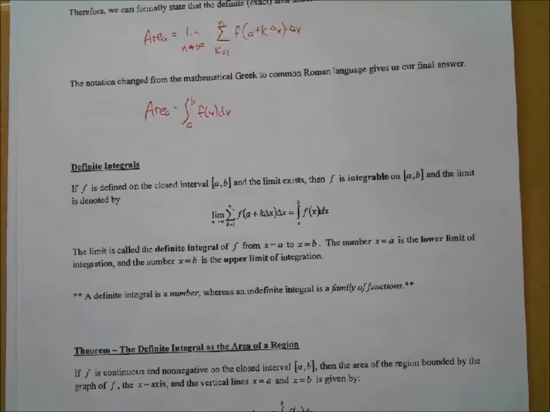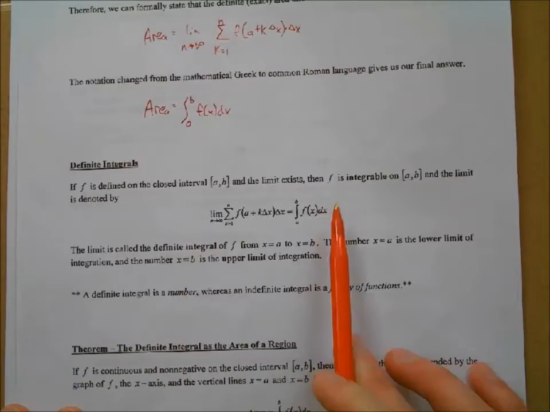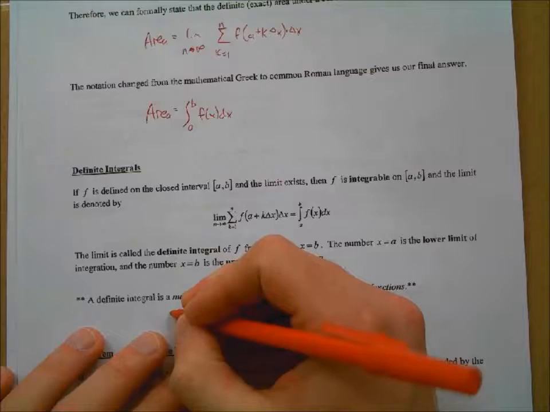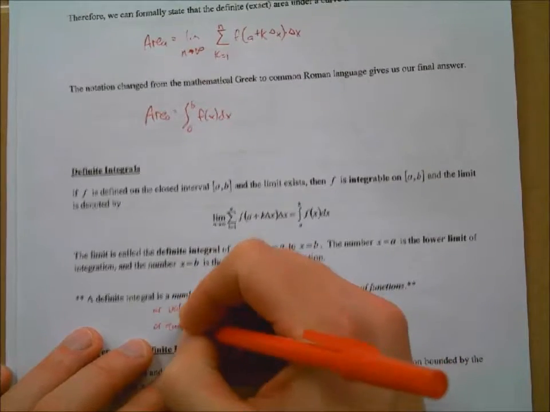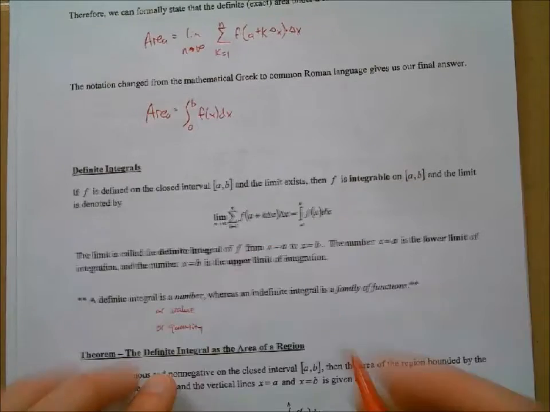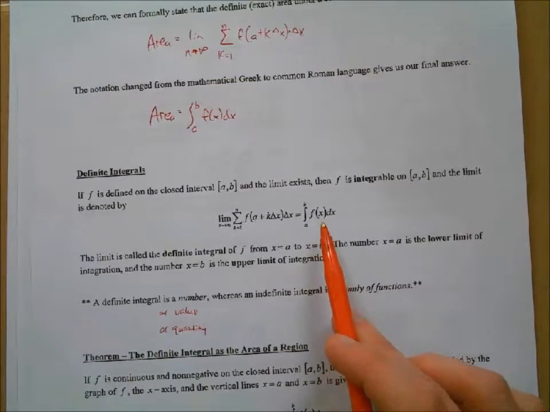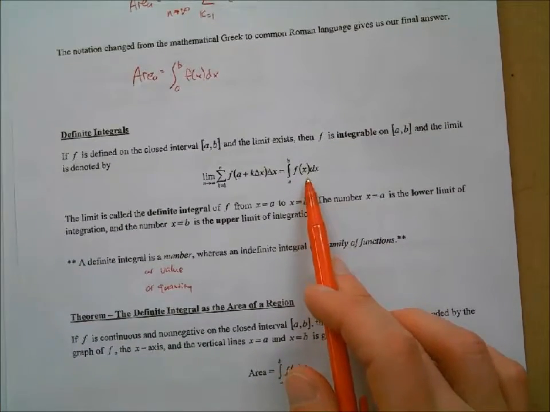Understand this big idea here: a definite integral is a number. This will equal a value, a number. So you can think of it as a number, a value, or a quantity. A definite integral results in a number, a value, or a quantity. It gives you a number solution. It is equal to a value.